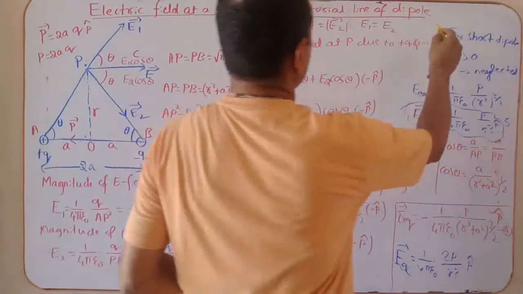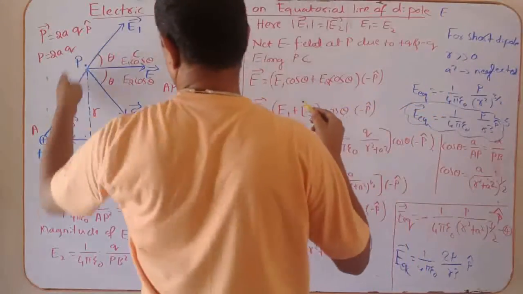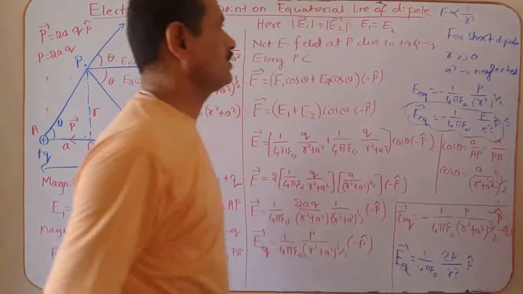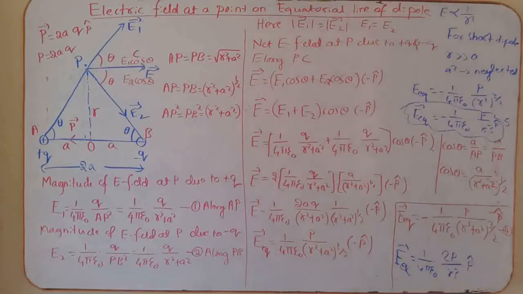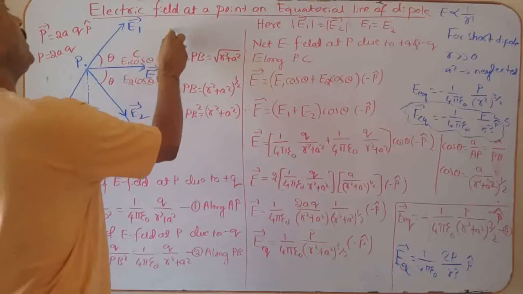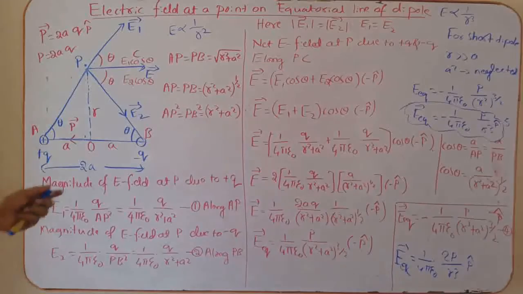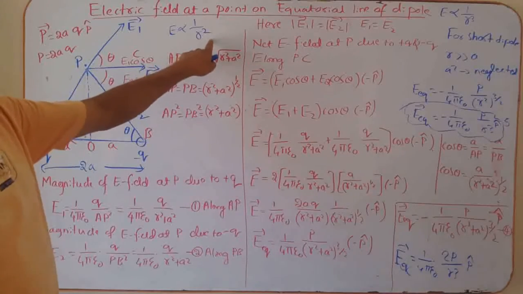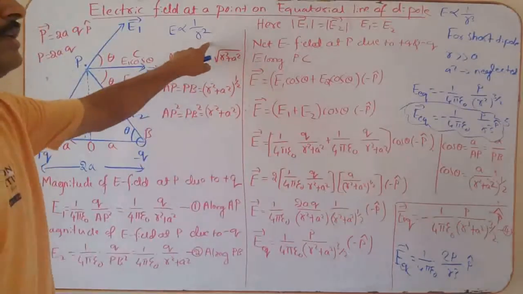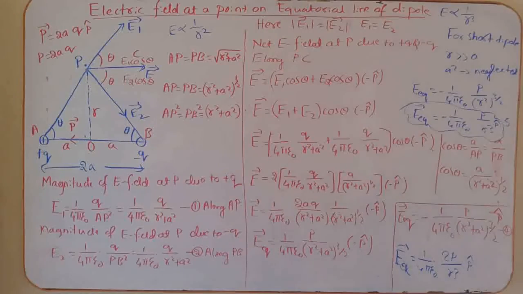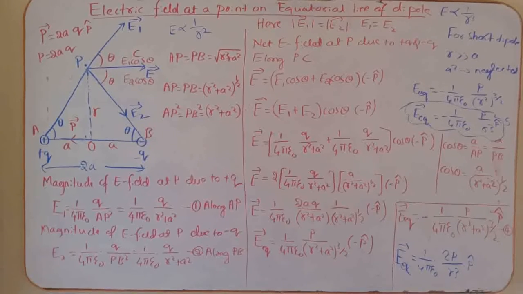Whatever it may be, the electric field at any point on the equatorial line or on the axis of the dipole is inversely proportional to the cube of the distance of the point from the center of the dipole. Due to a point charge, what did you get here? E is inversely proportional to the square of the distance. It varies with the square of the distance for a single charge. Due to a dipole, the electric field varies inversely proportional to the cube of the distance of the point from the center of the dipole. Thank you.